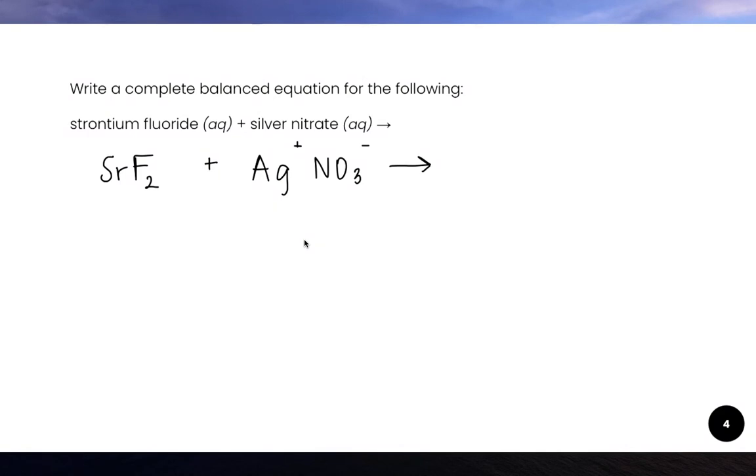So we've got strontium nitrate as our first product, and silver fluoride. Strontium has a charge of +2, nitrate has a charge of -1, so you'll actually need 2 of those nitrates in order to balance out the strontium. And then silver and fluorine are each a charge of +1, so that's neutral.